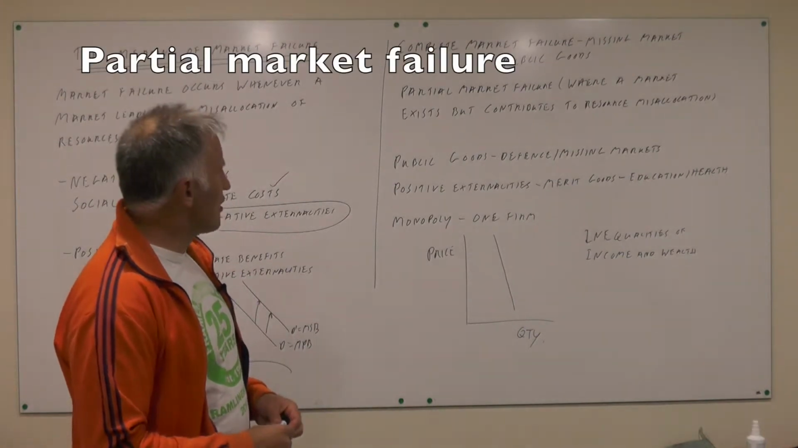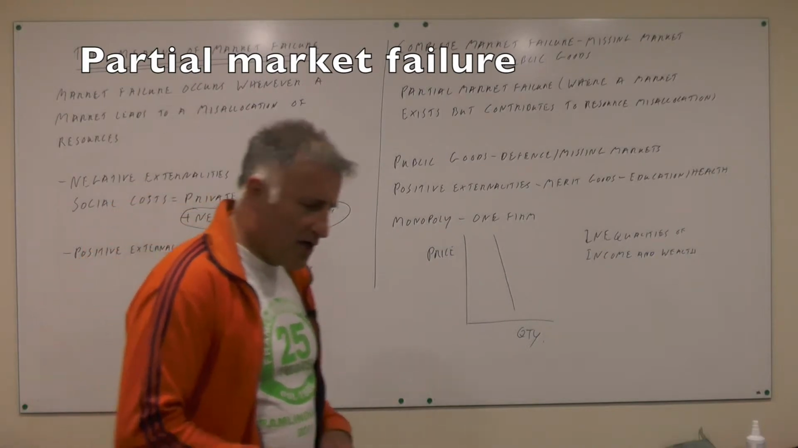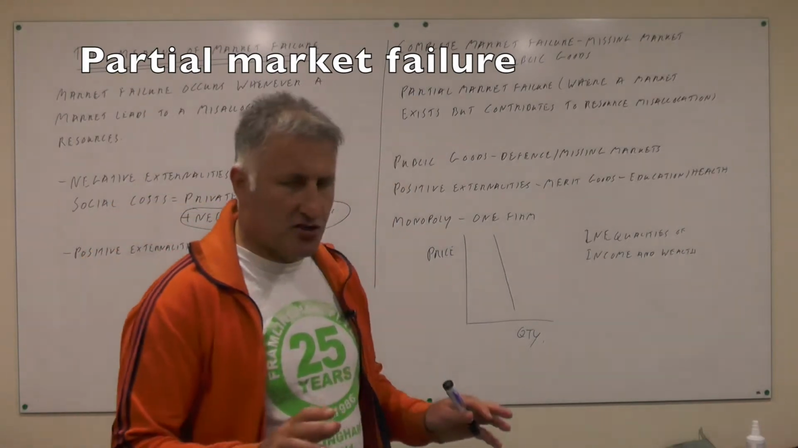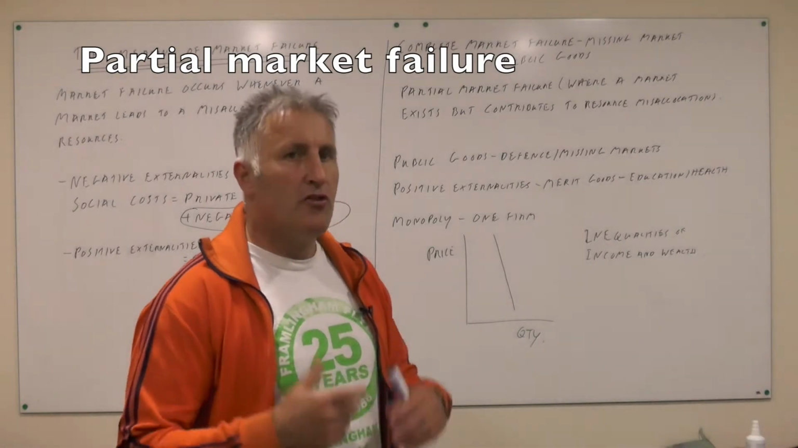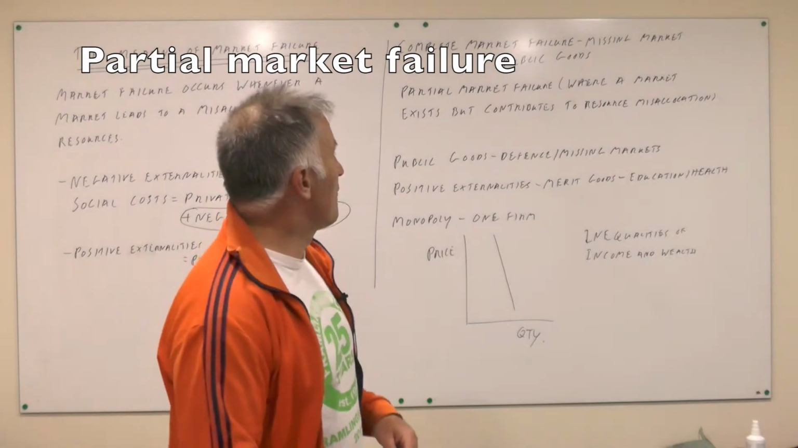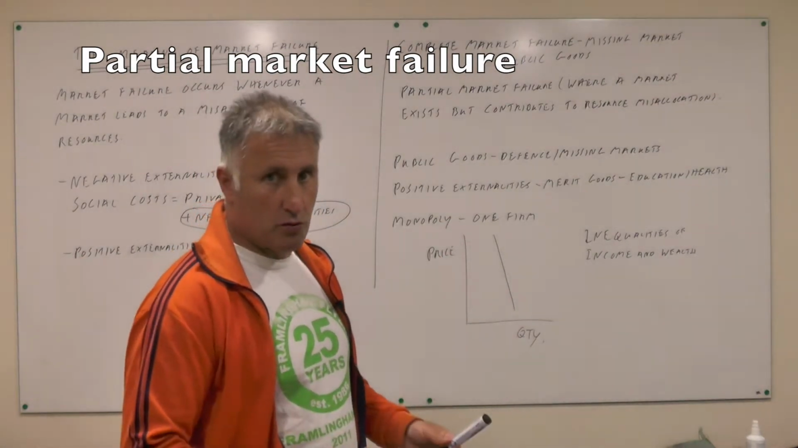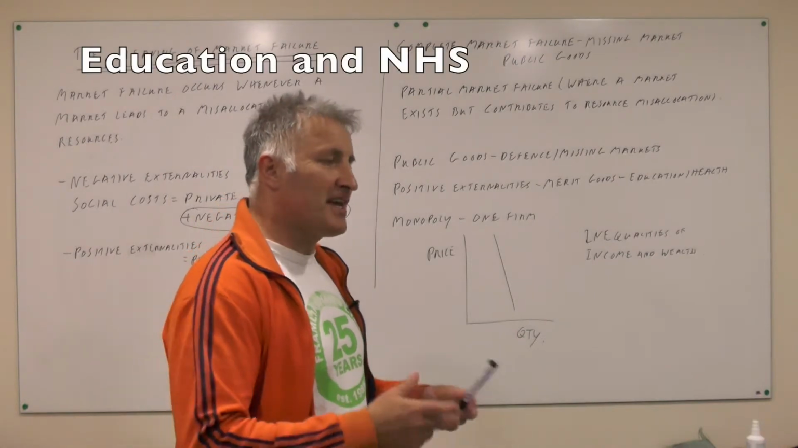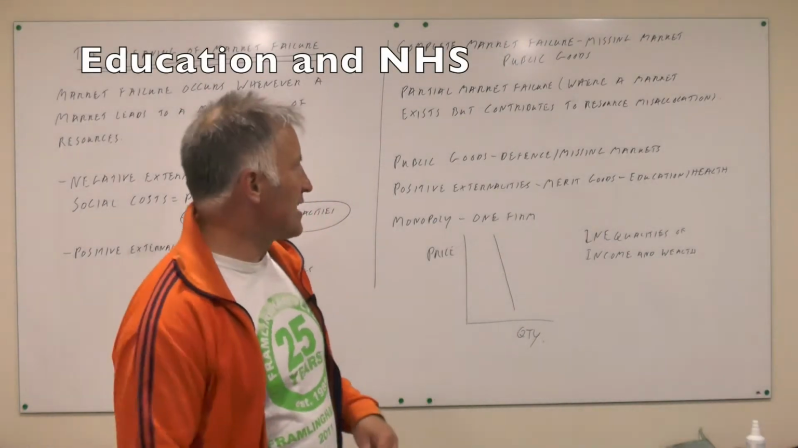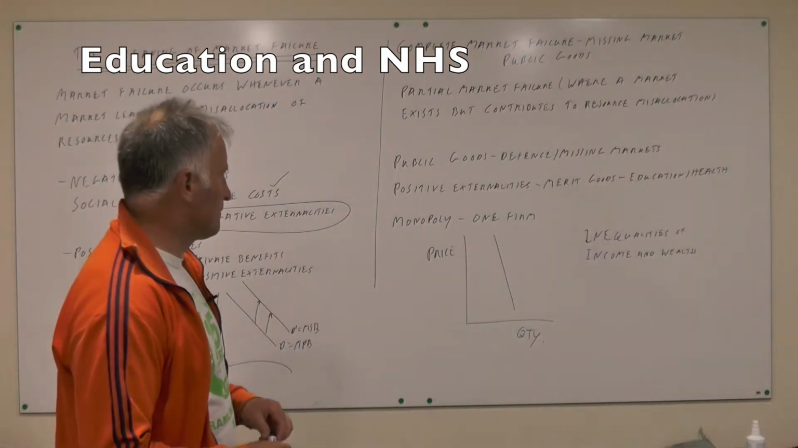Right, a partial market failure is where a market exists. If we didn't have any education system or an NHS in the country, there would still be a market for those goods. The point is, there may only be a partial market, and not everybody may send their kids to school. Therefore, if people don't send their kids to school, there are no positive externalities of that. So we call that partial market failure.